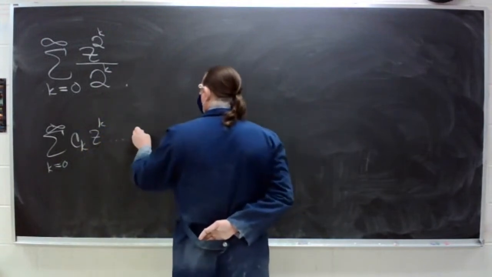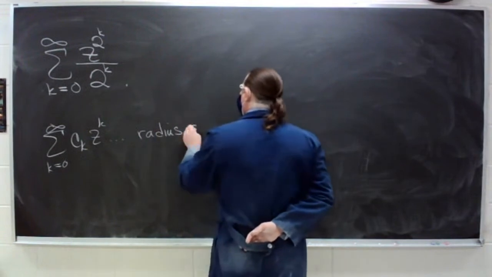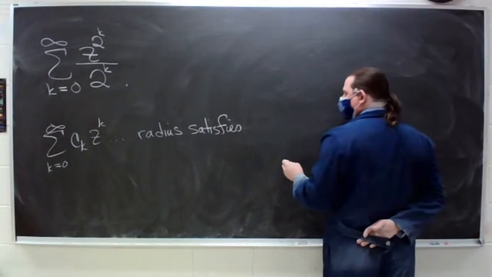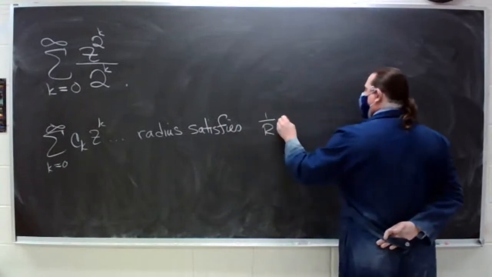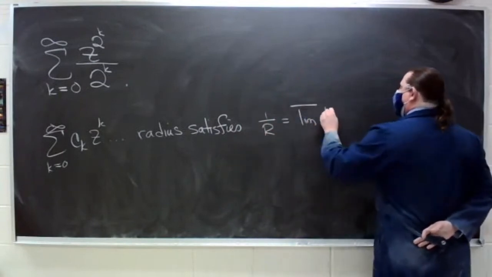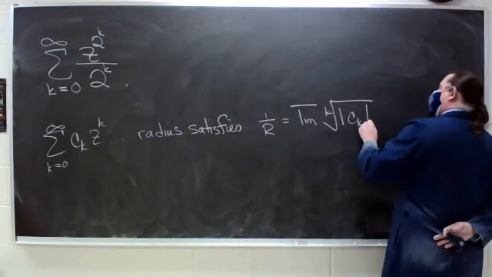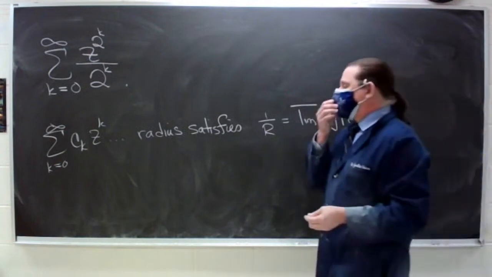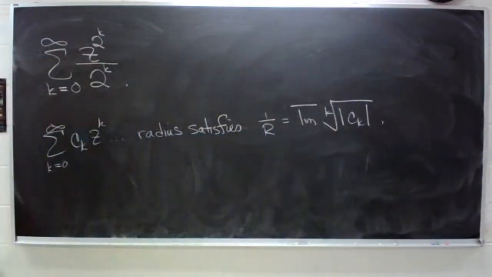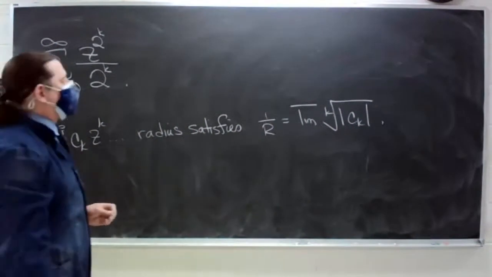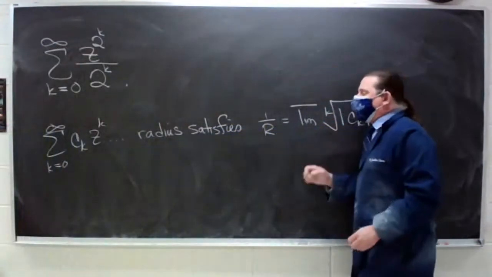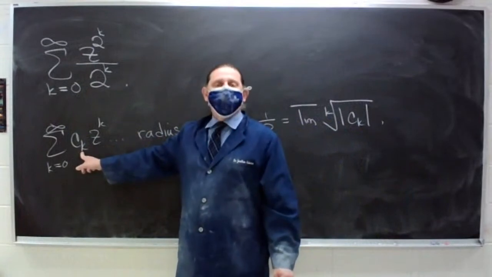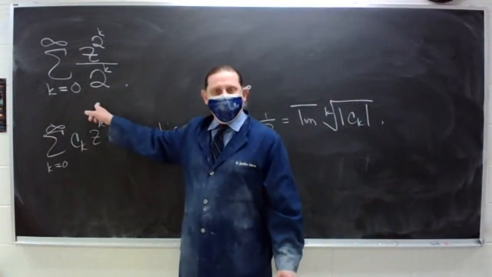All right, this series, the radius satisfies that equation. Here, we have to be very, very careful, because what governs the fact that this is c_k is that it is coupled with z to the k.